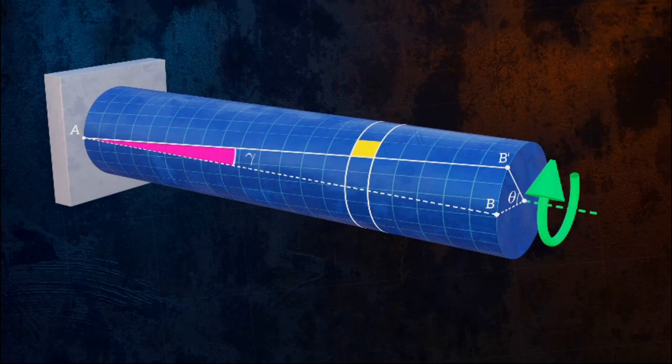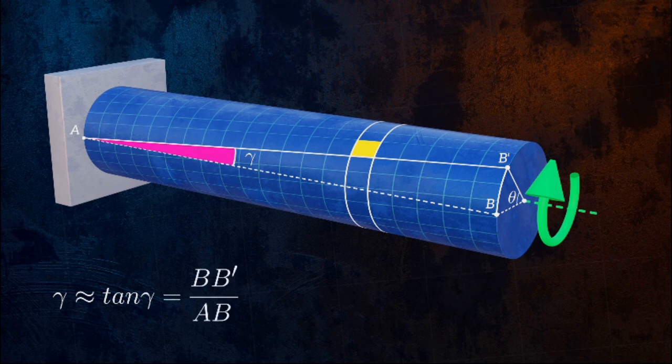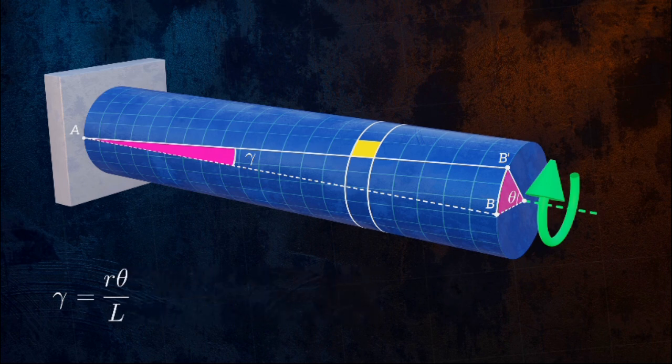We can use trigonometry to derive an equation for shear strain. For small angles, gamma will be approximately equal to the tangent of gamma, which makes it equal to the length BB prime, divided by the length AB. AB is the length L of the bar. We can calculate the length BB prime by realizing that it is the arc length of a circle with a radius r, covering an angle equal to the angle of twist theta. So the shear strain is equal to the radius of the bar multiplied by the angle of twist divided by the length of the bar.